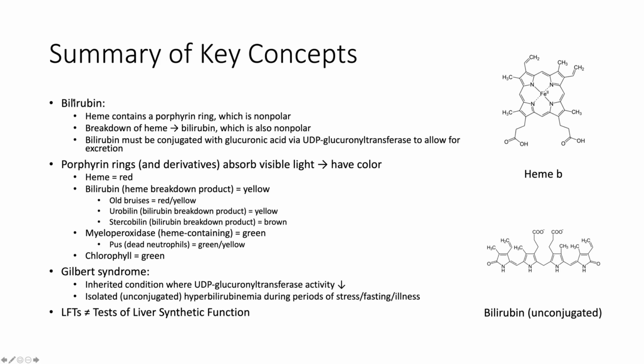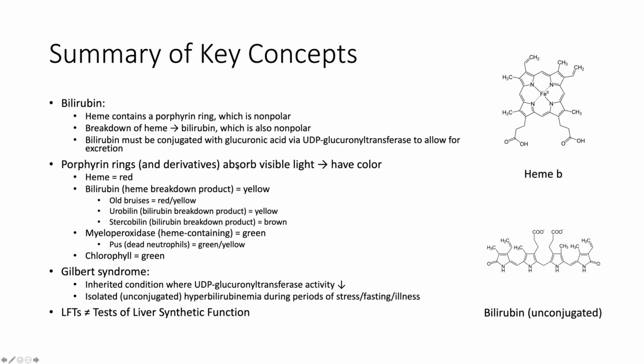As a reminder, bilirubin is a breakdown product of heme, which is a porphyrin ring. Porphyrin rings are nonpolar. Again, I'll repeat all this stuff later, but this is just the overview. When you break down heme, you get bilirubin, which is also nonpolar. This makes sense. Heme is nonpolar, so when you break it down into bilirubin, bilirubin is also going to be nonpolar. Because it's nonpolar, if you want it to stay dissolved, or if you want it to not cross over and be absorbed by your GI tract, then you have to conjugate it. It happens to be conjugated with glucuronic acid by UDP glucuronidase, and that's what's deficient in Gilbert syndrome.